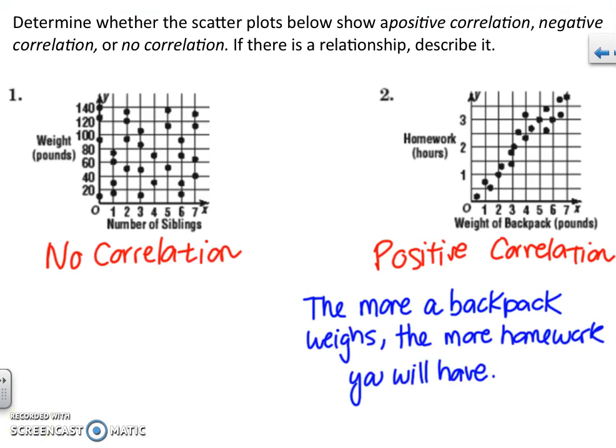Alright, so for number 1, I got no correlation. There is no correlation between the number of siblings you have and how much you're going to weigh. Okay? The dots were all over the place.